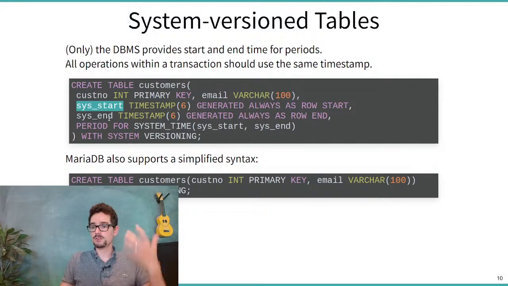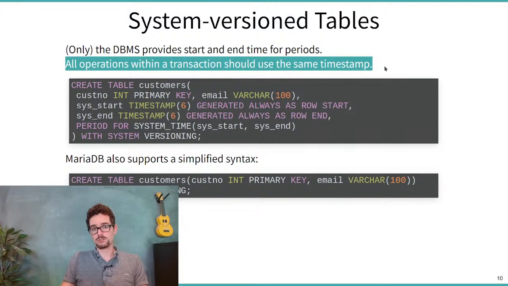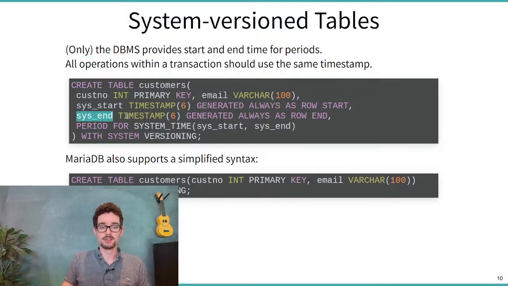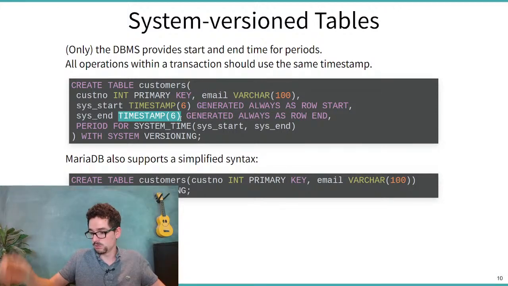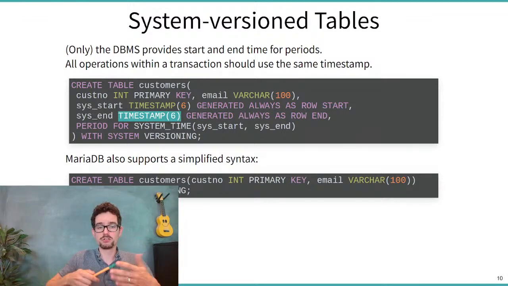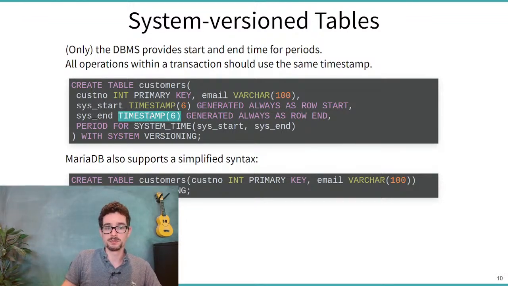So the database tracks your changes. All operations within the transactions should use the same timestamp. That's also specified in the SQL standard. So when you update and delete and insert multiple rows, then you should not have some milliseconds difference in the generated timestamps. It is exactly the same timestamp. Which one is not defined in this standard. It should just have the very same timestamps.